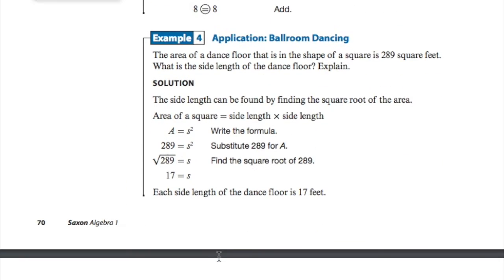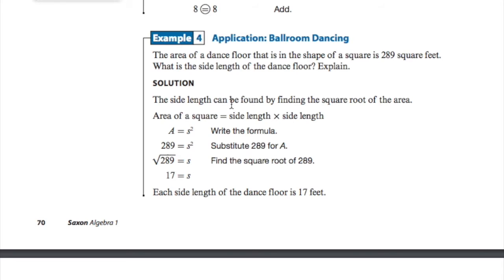In example 4, we're applying this scenario with square roots to our skill of area. Remember, area is length times width, and when we have something that is a square, it works out really well to use the math application of square roots because square root or an exponent, a square of something, is multiplying that number by itself. The area of a dance floor that is in the shape of a square is 289 square feet. What is the side length of the dance floor?